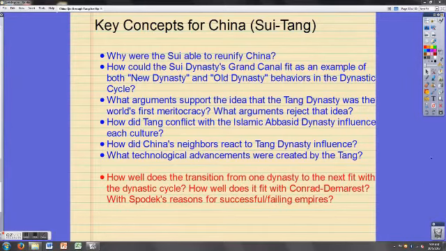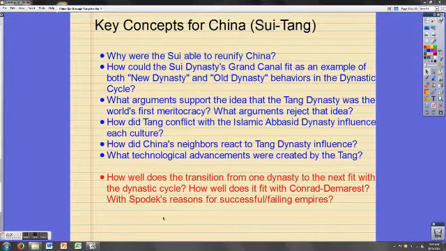This time we're talking about the Sui and Tang dynasties. Here are our key concepts for this time. But again, I don't want you guys to forget about the dynastic cycle from last time. It continues to play a really big role.